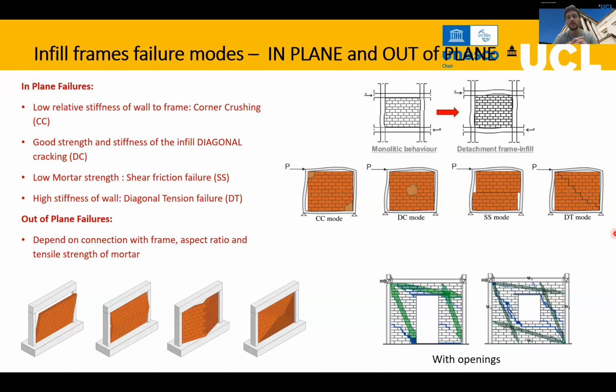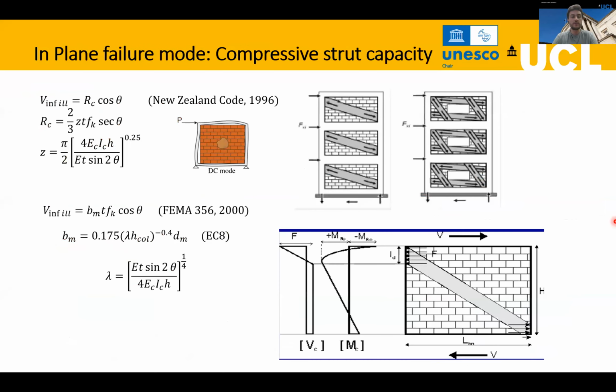In that sense, it's very important to understand the failure modes, the in-plane failure modes and the out-of-plane failure modes. We have different types of corner crushing, for example. We have central crushing over here. We can have this type of shear friction failure or some diagonal tension failure. And out-of-plane, it will depend on how the connection is between the frame and the wall. Rohit explained a bit of this, so we already understand how this behavior is.